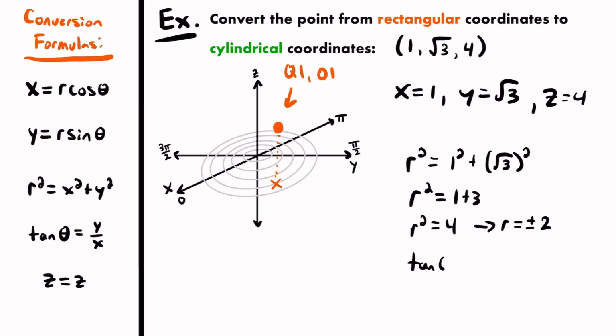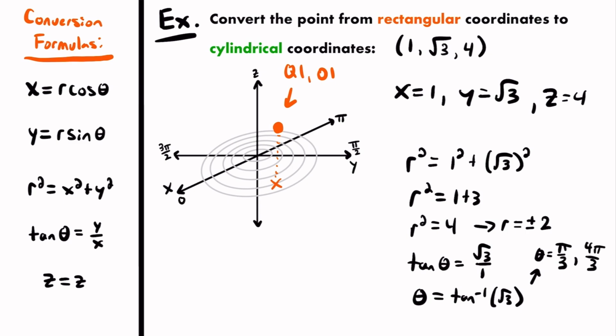We're going to have tangent theta is equal to y divided by x. So we have the square root of 3 divided by 1. And so then that means that theta would be equal to the inverse tangent function of the square root of 3. And you could plug this in your calculator, but the way that I like to think about this is what angle for tangent gives you the square root of 3. And if we're looking at angles between 0 and 2 pi, there's two choices. Theta could be equal to pi divided by 3 or 4 pi divided by 3. All right, so those are your two choices for what angle plugged into the tangent function gives you the square root of 3. Now, we know that z equals 4.